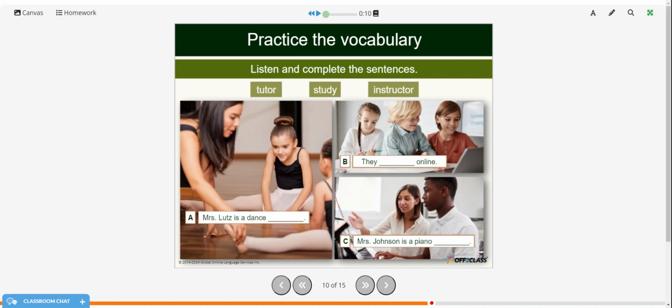All right, now we're going to listen and complete the sentences. Mrs. Lutz is a dance instructor. They study online. Mrs. Johnson is a piano tutor. Okay, so Mrs. Lutz is a dance instructor. They study online. And Mrs. Johnson is a piano tutor.